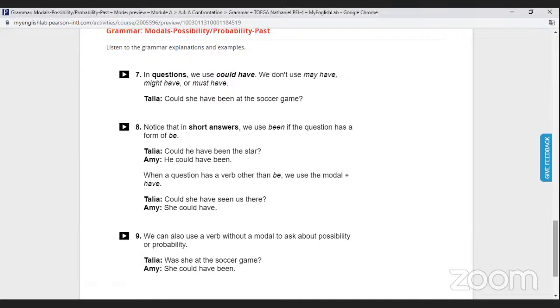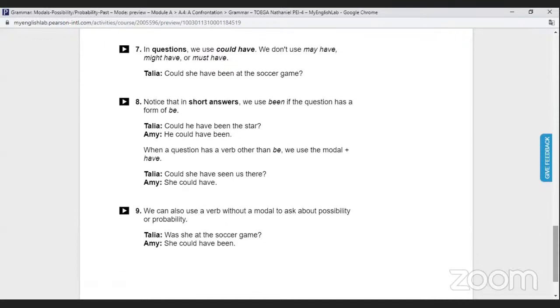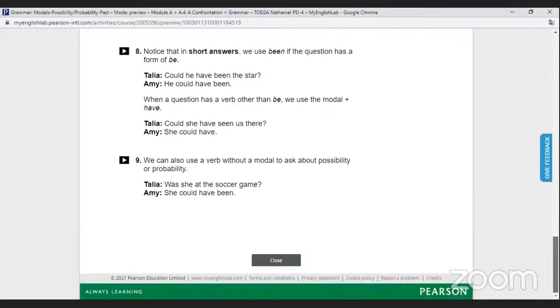Let's continue. The last part, that is number 9. We can also use a verb without a modal to ask about possibility or probability. The examples? Okay. Was she at the soccer game? Yeah, she could have been. We're in the last part, right? Yes. That was great, Nathaniel.